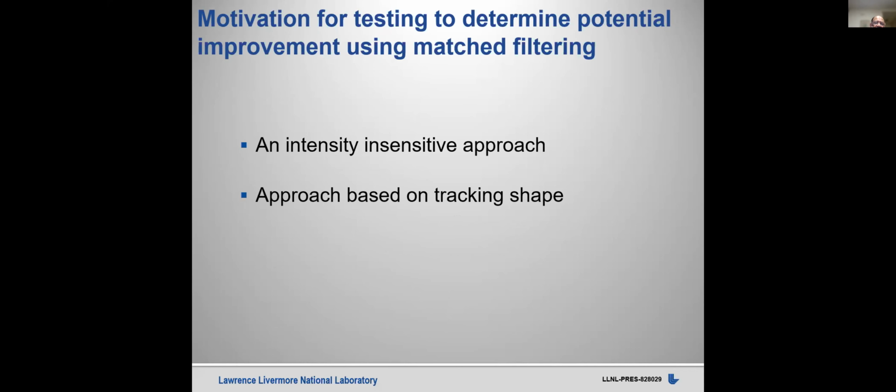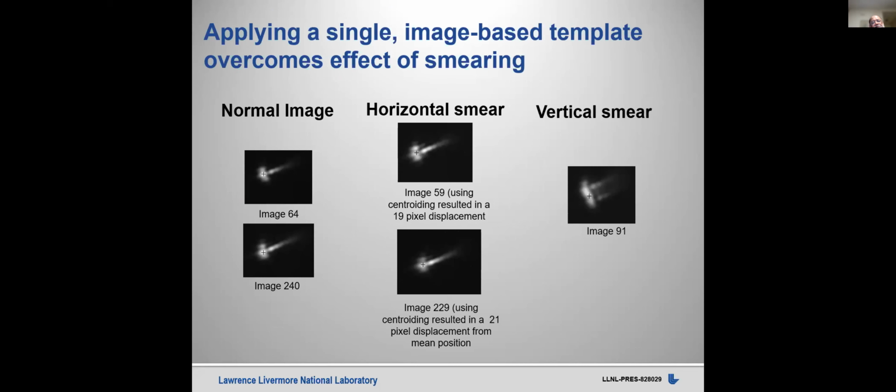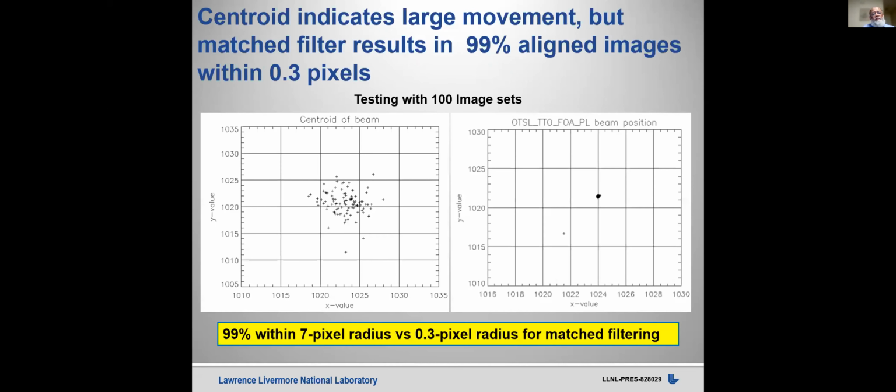So what we want to do is find a way to detect the head of this comet pattern in an intensity insensitive way. And the normal technique used for tracking shape is called matched filtering. When we apply the matched filtering technique, those two particular images shown here in the middle row now detect the spot in the correct location. And it is no longer choosing the maximum location.